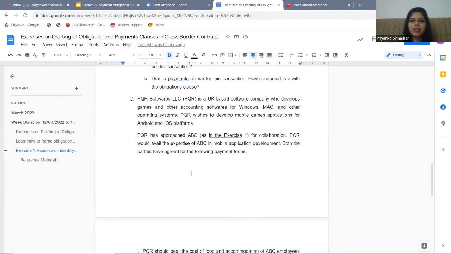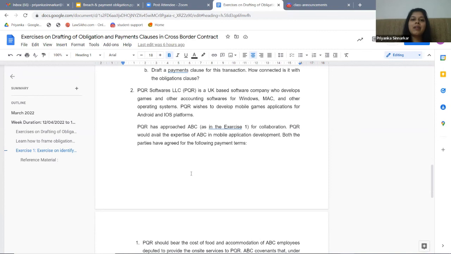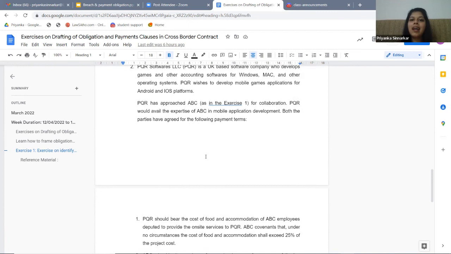The second question pertaining to exercise 2 is that PQR Softwares, which is a UK-based software company, develops games and other accounting softwares for Windows and Macs and other operating systems, and wishes to develop mobile games applications for Android and iOS platforms. Now, they have approached ABC for a collaboration.